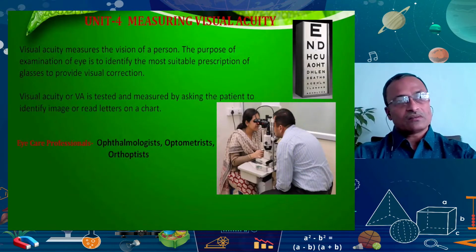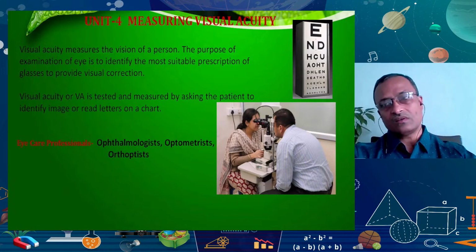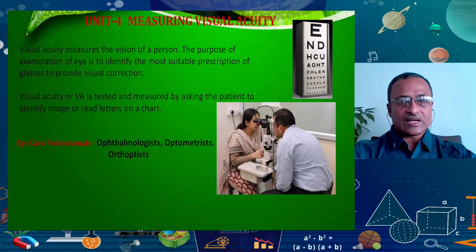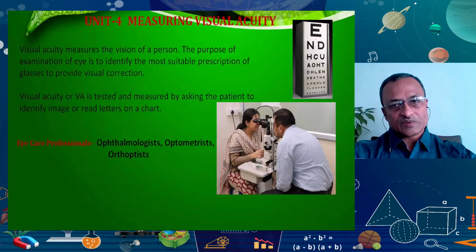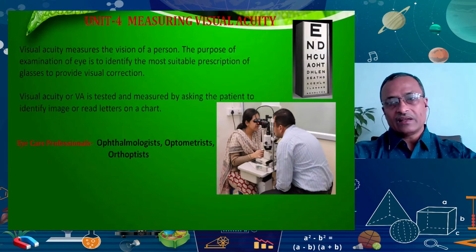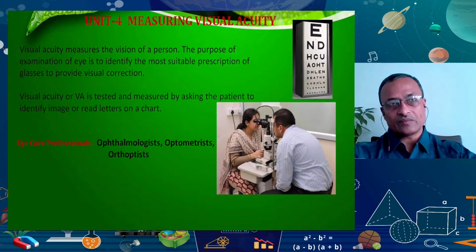Now, unit 4 describes how the measuring of visual acuity takes place in the vision clinic. Visual acuity measures the vision of the person. The purpose of examination of the eye is to identify the most suitable prescription of glasses to provide visual correction. This is a major complaint with which the patient usually comes to the eye doctor. The major problem is addressed by a suitable prescription of the lens with the power. For this, we take the help of a refractionist who measures the corrected power which is required. This may be done with the help of some equipment which I shall describe in the coming slides.